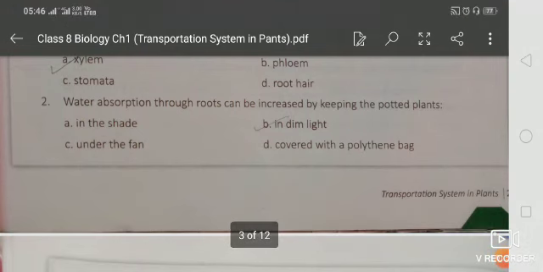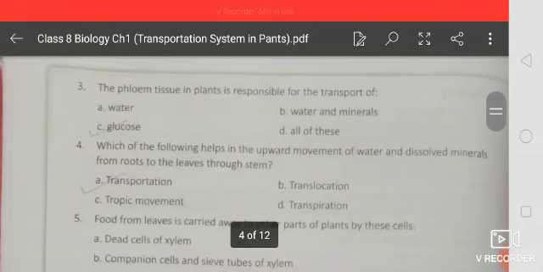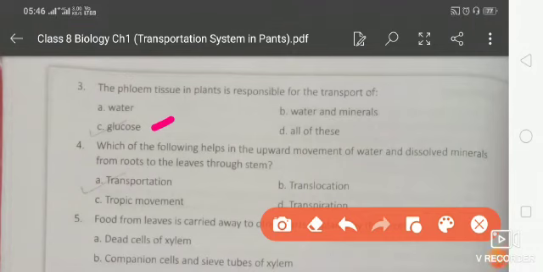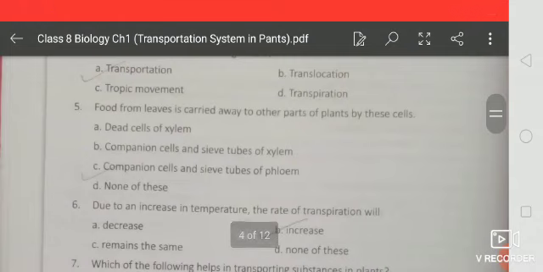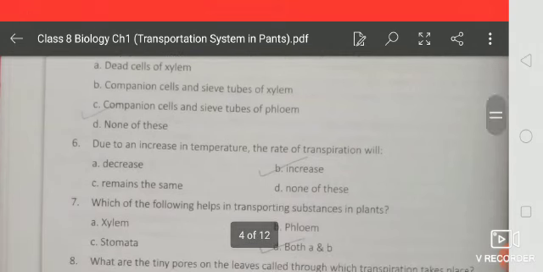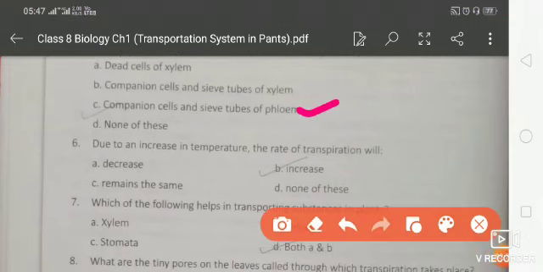Next one is that the phloem tissue in plants is responsible for the transport of glucose, and which of the following help in upward movement of water and dissolved minerals from root to the leaves through stem, that is transportation. Next, the food from leaves is carried away to other parts of plant by these cells. So that cells are companion cells and sieve tubes of phloem.